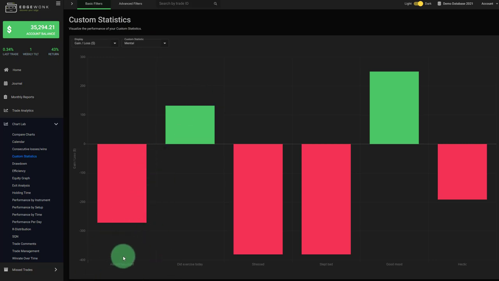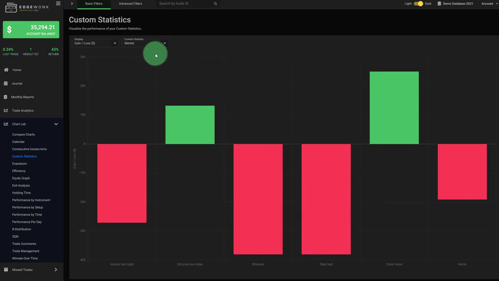So he has tags where he had alcohol last night, he did exercise today, he was stressed overall, he slept bad, he had a good mood overall, or he had a hectic day. And then for each trade that you're taking, you can assign such a tag, and then Edgewonk will very nicely visualize your performance, how much money you made or lost for those trades that have been tagged.